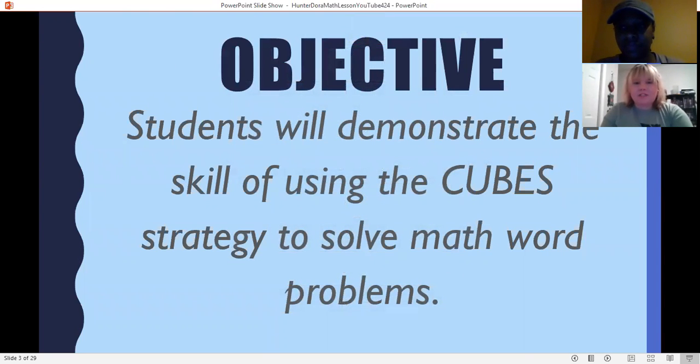All right, Miss Dora, do you want to read our objective? Yes. So for the mini lesson today, the objective is for the students to demonstrate the skill of using the cube strategy to solve math word problems.